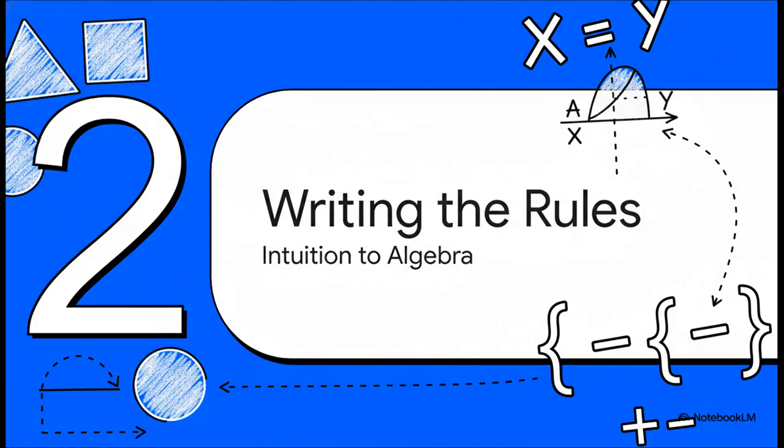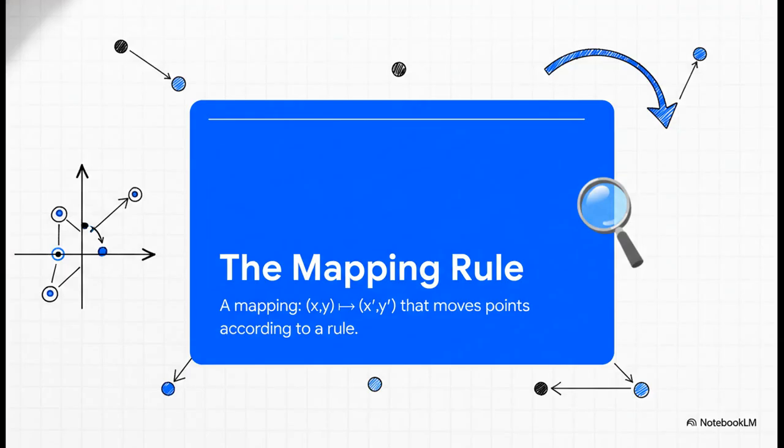Okay, so we've got the basic moves down, but for a computer to get it, we need to turn these ideas into really precise rules. This is where we go from just feeling it to actually coding it. We're turning pictures into algebra. So, how do we write this secret code? We use something called mapping notation.